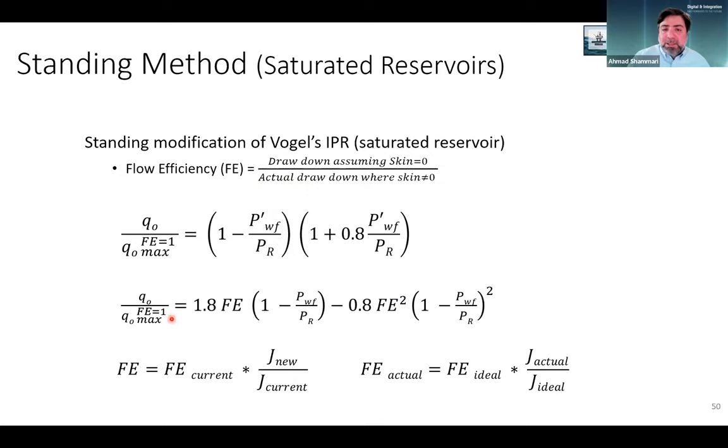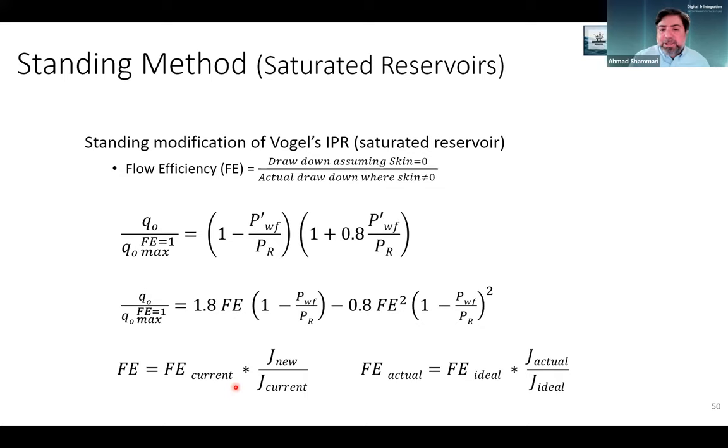And how do we find the flow efficiency? Well, if we have, for example, the current productivity index, and we'd like to see how the well will produce using Vogel IPR by changing the productivity index due to skin, then we can say that the new flow efficiency equals the current flow efficiency times J new divided by J current, okay? So, for example, if the productivity index has dropped from 1 to 0.8, then this term becomes 0.8. So this is the new PI. That means the new flow efficiency is basically 0.8 times the current flow efficiency, okay?